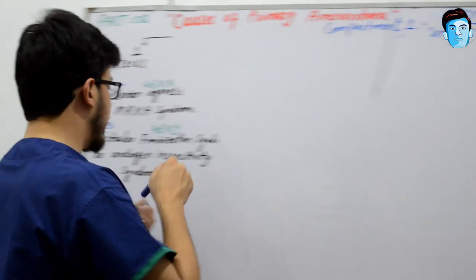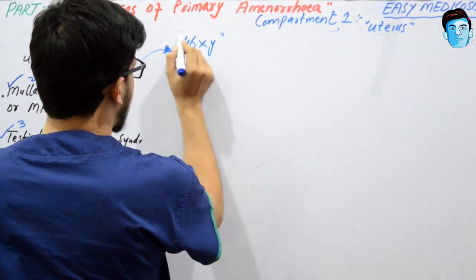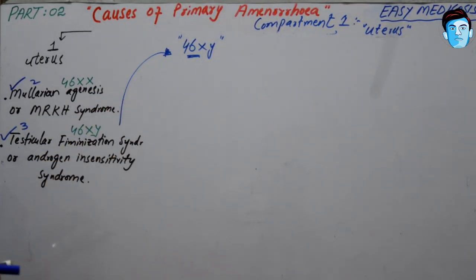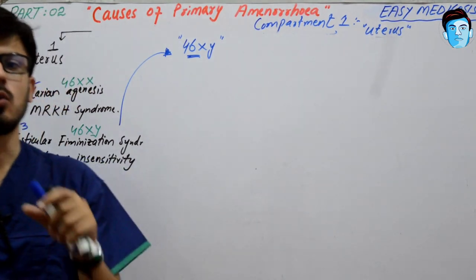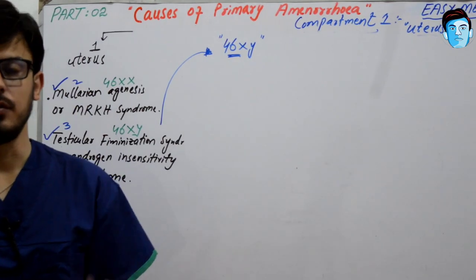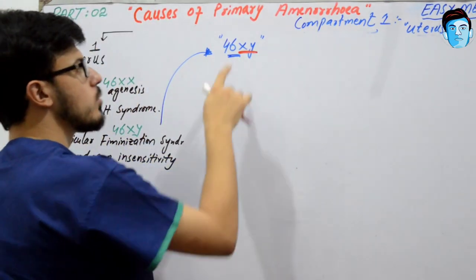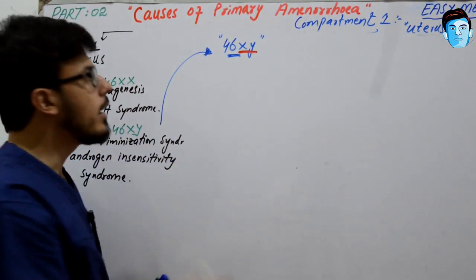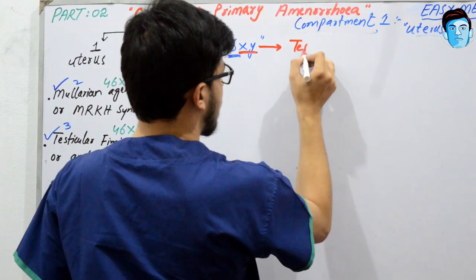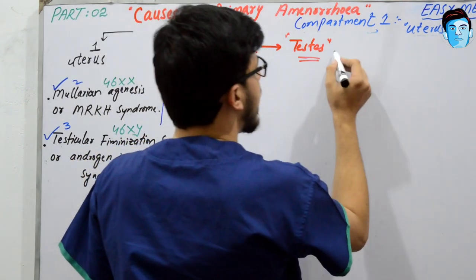Now, as you know, in testicular feminization syndrome, the genotype is 46XY. As you know, if there are 2 X chromosomes, the gonads will likely differentiate into ovaries. If there are X and Y chromosomes, the gonads will likely differentiate into testes. So in this condition, there is one X and one Y chromosome, so the gonads will differentiate into testes. And if gonads differentiate into testes, it means they are actually males.